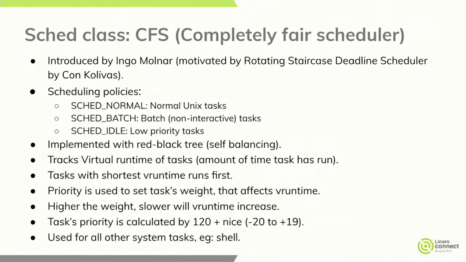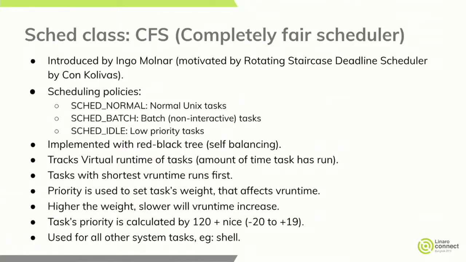The red-black tree is organized based on some values. For example, it is vruntime in this case. We'll come to that. And the lowest value will always be on the leftmost node. So you just pick the leftmost node and run it. And as soon as you dequeue the leftmost node, the tree will balance itself again to put the lowest vruntime task on the leftmost node.